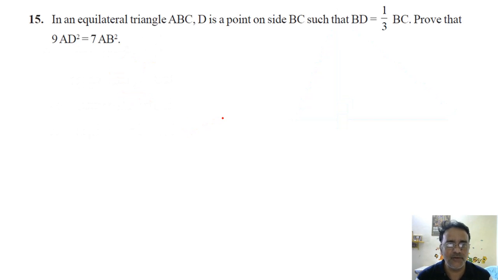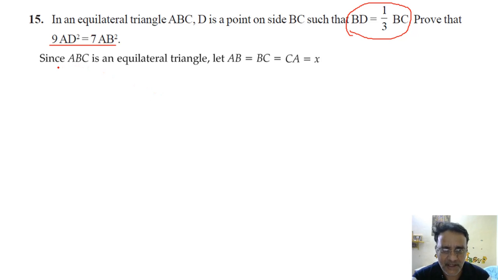Okay, now we are moving towards the 15th question. This is very very important. काफ़ी बार बोर्ड एग्जाम में आ चुका है. 2018 में भी आया था ये क्वेश्चन. 19 में आया था शायद. In an equilateral triangle ABC, D is a point on side BC such that BD is 1/3 of BC. Prove that 9 times of AD square is equal to 7 times of AB square. So we know that in an equilateral triangle all the 3 sides are equal. So all 3 sides we are going to take x.